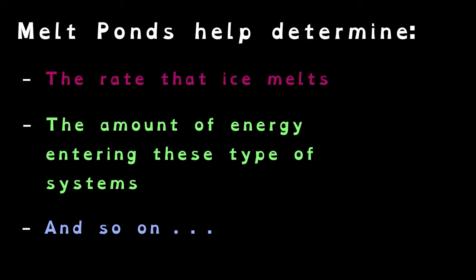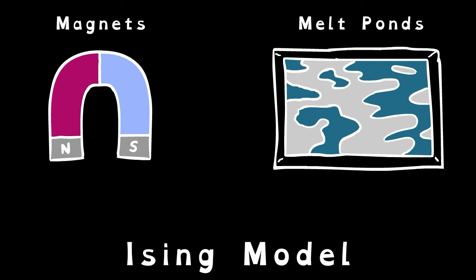Thus, it's pretty important to figure out how to model this phenomenon accurately, which, if you've been paying attention, you may have guessed we can do with the Ising model. But to help spark the connection between melt ponds and magnetism, and why the idea of using a magnetic model works in this scenario, take a look at these images.